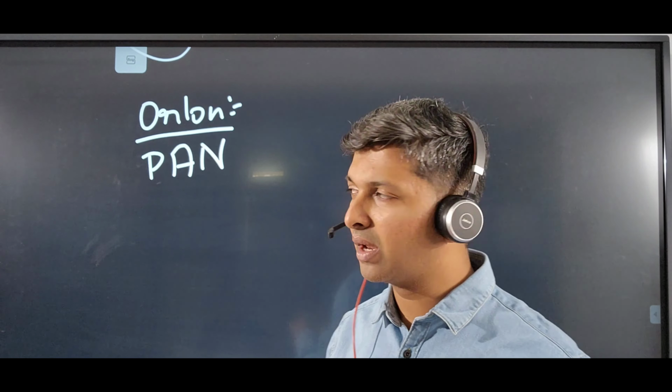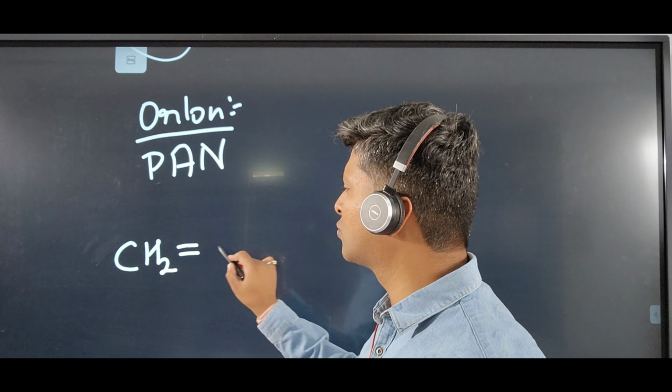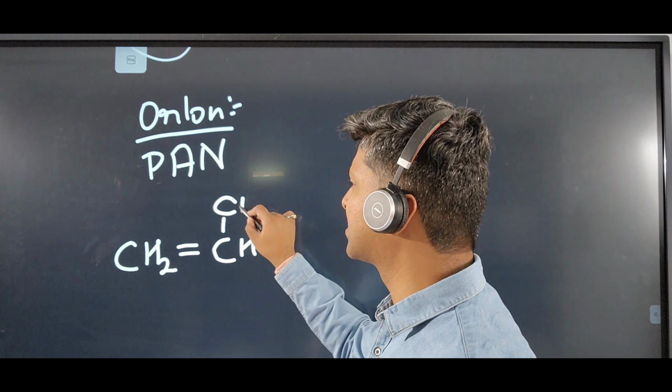Okay, that is pashmina wool. Just for extra information. Now what is acrylonitrile? Acrylonitrile is CH2 double bond CH single bond CN.